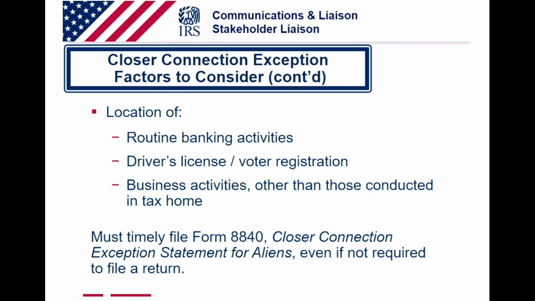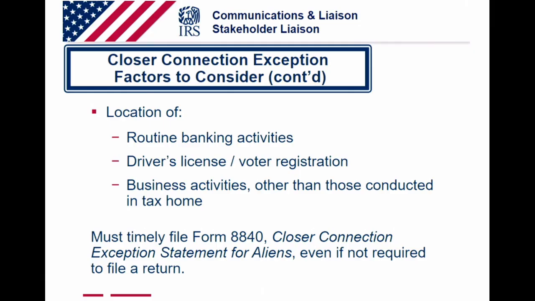Other factors to consider in determining whether someone has a closer connection to a foreign country than they do to the United States include things like where they bank, where they may have a driver's license, where do they vote? Are they registered to vote in this country, that country, or both? Where do they conduct business activities other than those that take place in their tax home? Now, when we say tax home here, and also earlier, a couple slides ago, you heard me say tax home, we mean primary place of business. Okay?